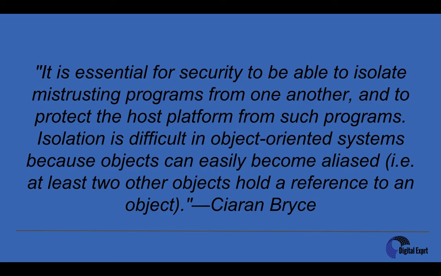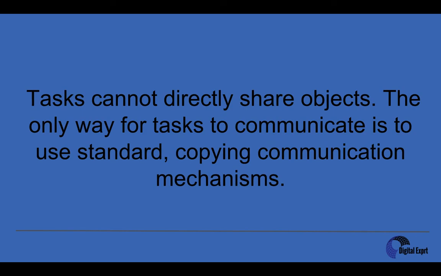So the writing is on the wall. Object-oriented systems are not the best approach to building fault-tolerant systems. Also, tasks cannot directly share objects. That's why RMI and all the other protocols failed miserably. The only way for tasks to communicate is to use standard copying communication mechanisms. So no shared state, no shared objects, just messages back and forth.